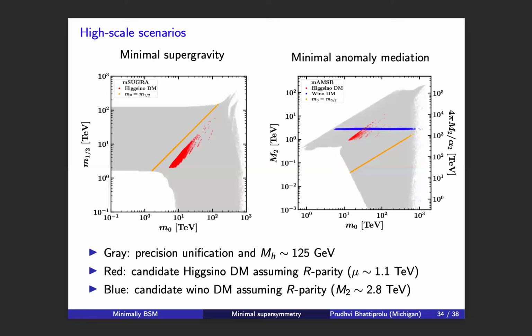So here we can actually note that in the Sucra case, there is no Vino dark matter because Vino is the lightest gaugino, and so we just have the Higgsino dark matter points. Whereas in the AMSB scenario, Vino is the lightest gaugino, so the dark matter could either be Higgsino or a Vino.